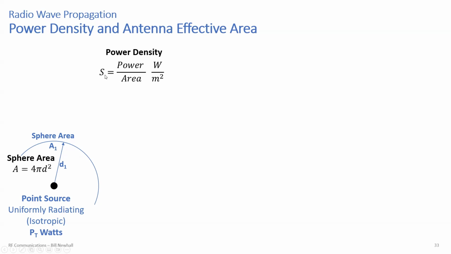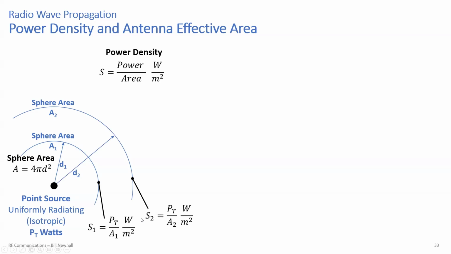So S is power density, and it's power divided by area in watts per meter squared. So at distance D1, you have PT watts going through area A1, and so that's how you calculate watts per meter squared. If you go out farther and you have a bigger sphere, you have more area, but you have the same energy going through that sphere.